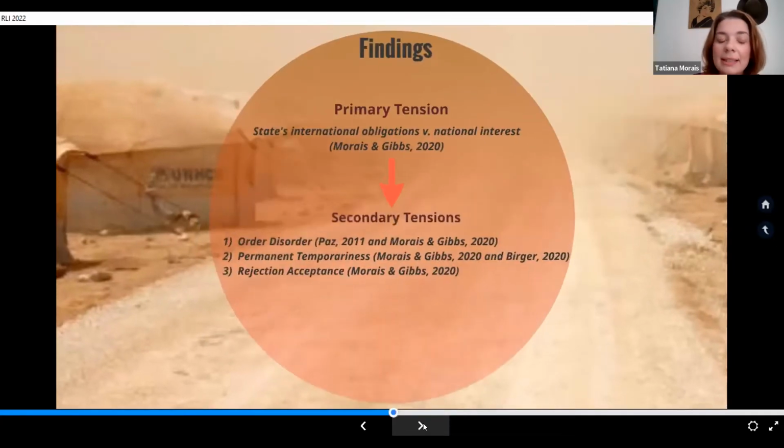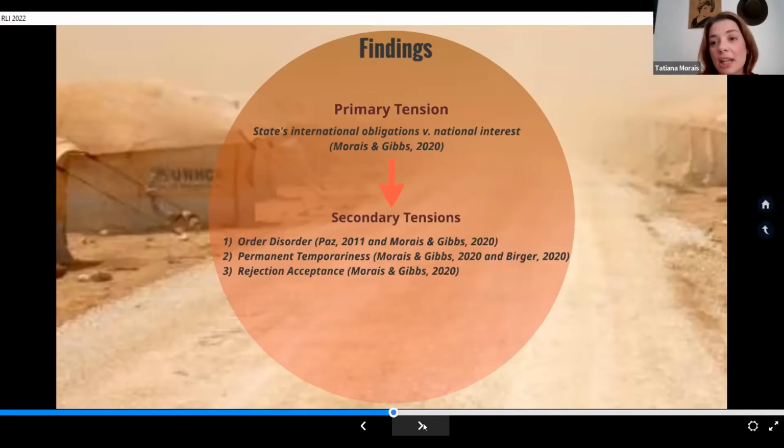From the Greece and Israel datasets, we were able to identify a primary tension, which is the state's international obligations versus its national interests. Professor Gibbs and I first identified this primary tension in the Israel dataset, in the paper that I mentioned before. We also identified that this primary tension creates secondary tensions. We identified three of them.